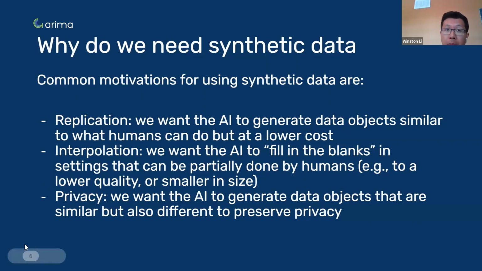The second motivation is interpolation. This is when we want the AI to fill in the blanks. In other words, something that can be partially done by a human, but it's not as good, and we want the AI to make it better. So in this case, this could be an image generation application where you draw a simple sketch and you want the AI to fill in all the details, all the colors, and make it nicer looking for you. So that could be an example of where you want the AI to interpolate, to generate synthetic data, to generate a synthetic picture based on your inputs.